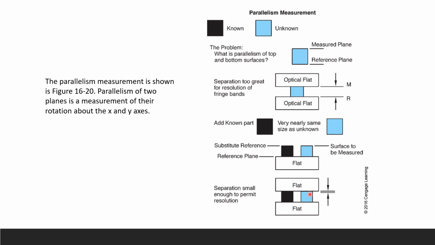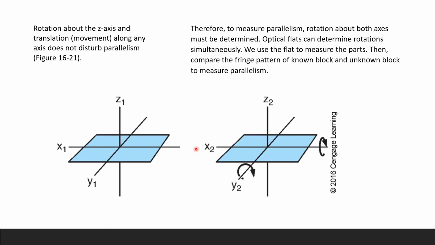And when you put the part, you can see this very, very small separation, and that's how we measure the parallelism. So if your separation is so big, your parallelism is not very great, yeah? If you have a very small, minute separation, then your parallelism is great, yeah? Okay, rotation about the z-axis and translation, so that's your movement along any axis, okay? Does not disturb the parallelism at all.